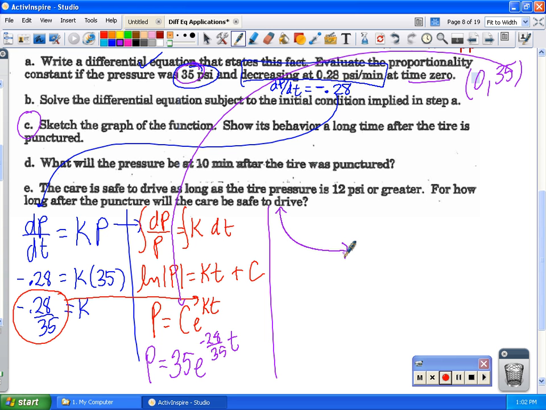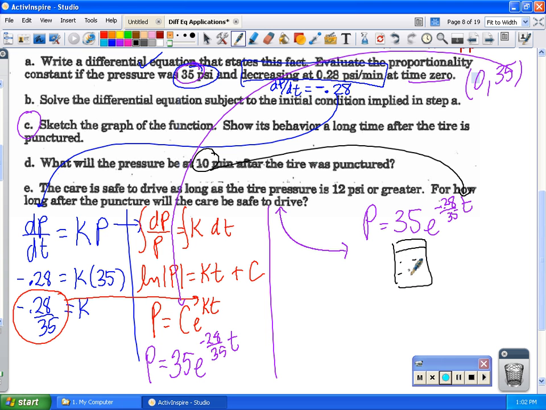Letter D, what will the pressure be at 10 minutes? So let me copy my equation back over here. P is equal to 35 e to the negative 0.28 over 35, that's a decimal in there, t. So what they're really asking me here again is to take my calculator. When the time is 10 minutes, I substitute 10. I use my calculator to do the math. You get the idea, and I'll figure out how much air pressure there was.